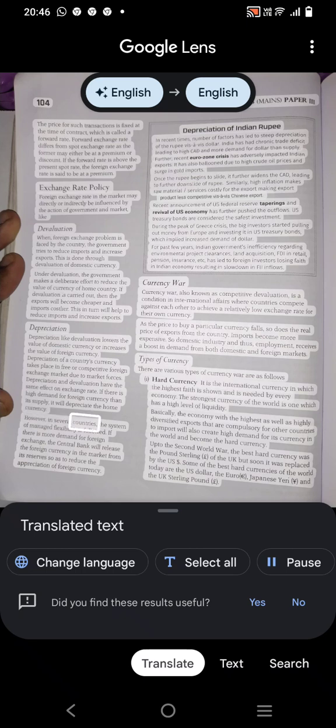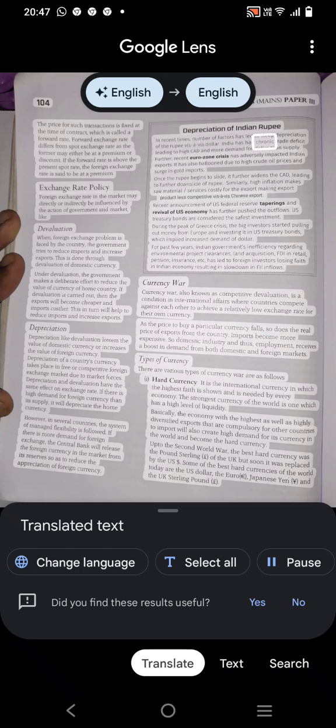However, in several countries, the system of managed flexibility is followed. If there is more demand for foreign exchange, the central bank will release foreign currency into the market from its reserves so as to reduce the appreciation of foreign currency. In recent times, a number of factors have led to steep depreciation of the rupee vis-a-vis the dollar.